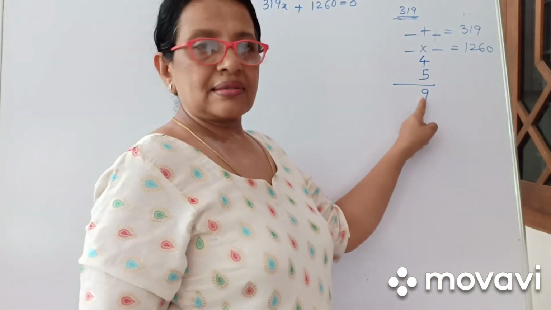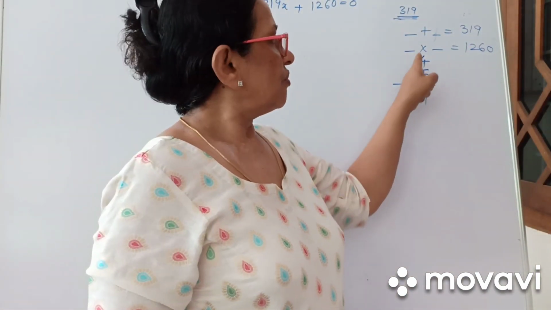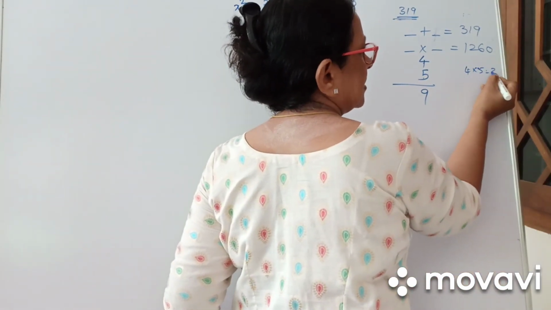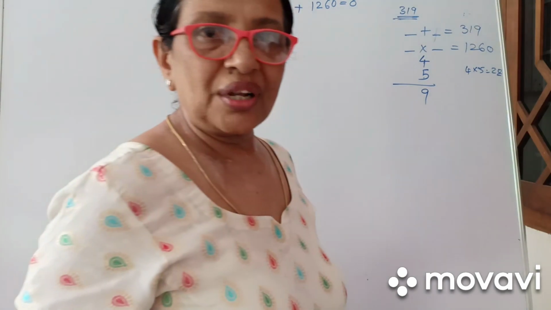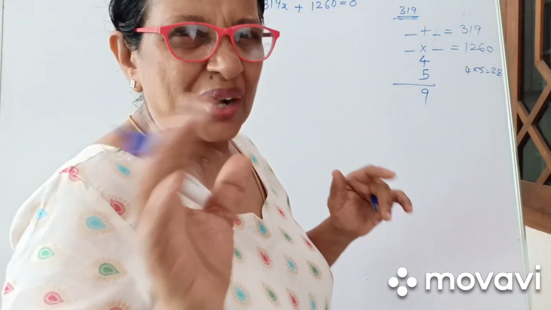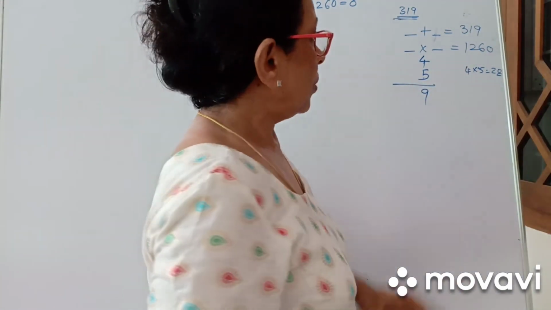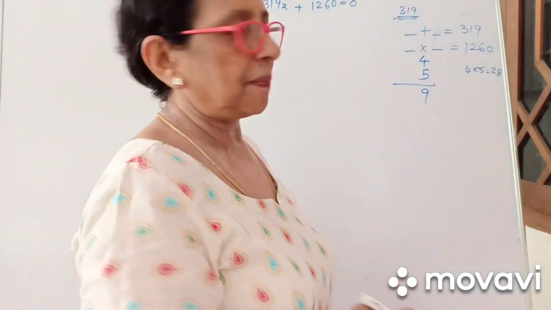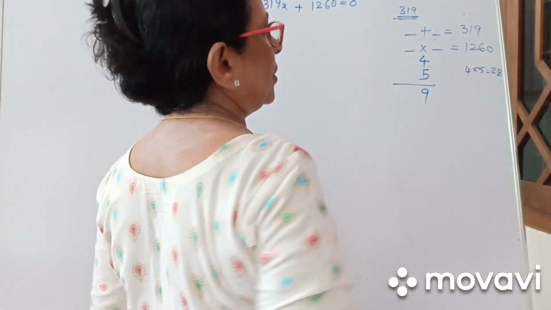4 and 5 plus gives 9. 4 fives are 20, 4 into 5 is 20. That means 0 in the units place. Understood? You understood the trick that I am telling you all? Now, we guess the numbers only from the units place. So, how will you guess?